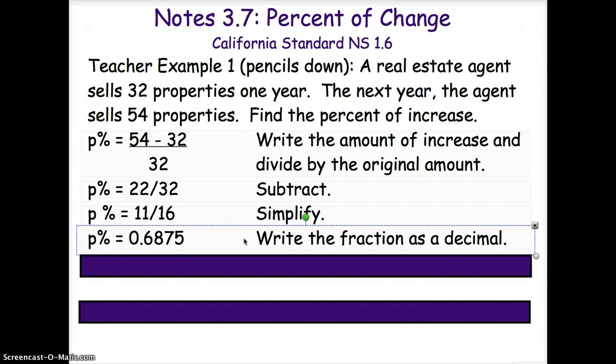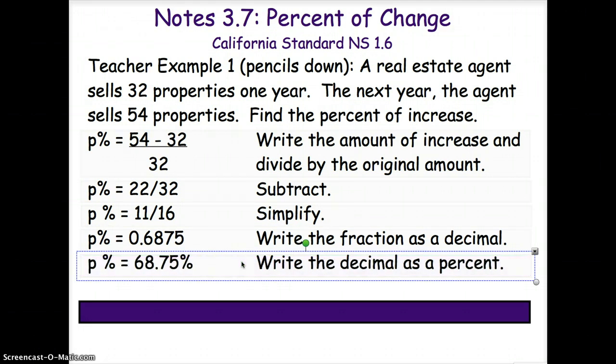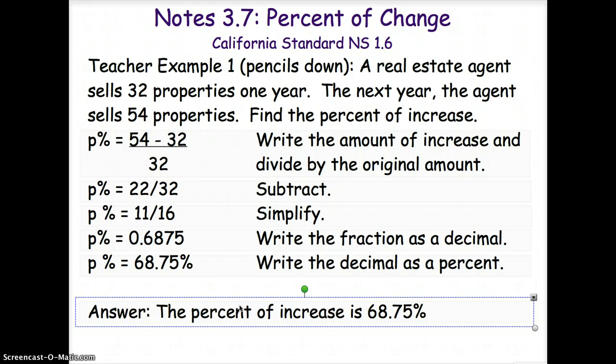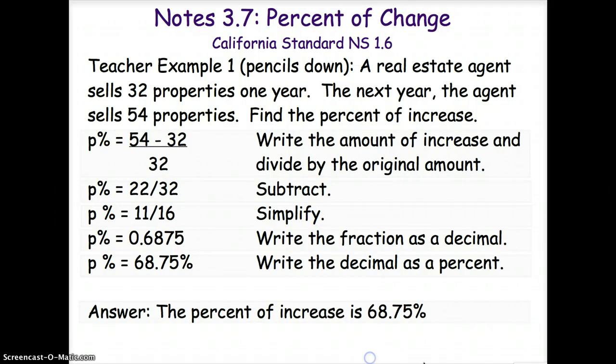And of course, to turn that decimal into a percent, I need to move my decimal point 2 places to the right. And I can include my words. So that percent of increase is 68 75/100%. Now, a little trick for this, because we know it's an increase, we should end up with a positive percent. If we end up with a negative percent, that means we did something wrong.